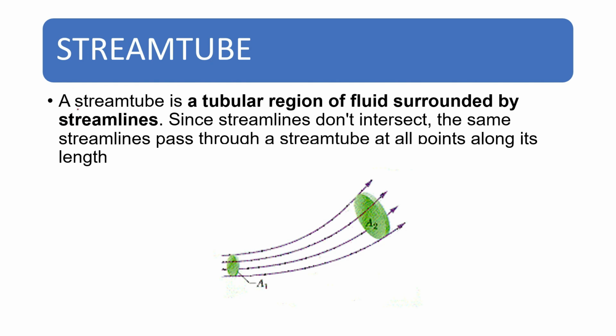So let us see what is a stream tube. A stream tube is a tubular region of fluid surrounded by streamlines. It is a collection of streamlines. And you can notice here that the streamlines will never intersect each other.